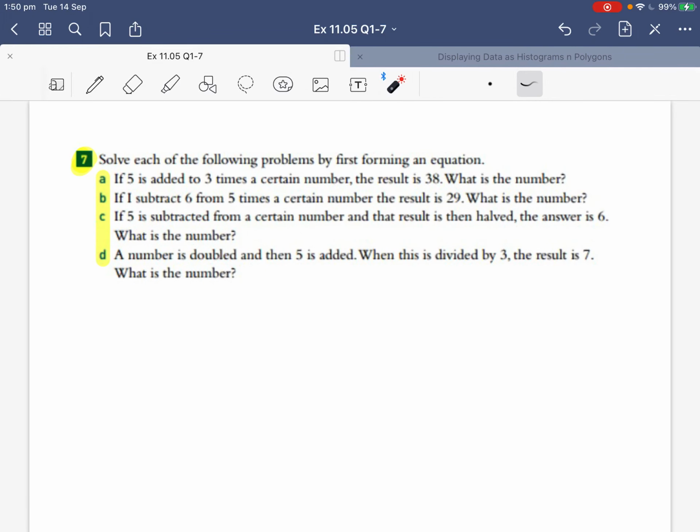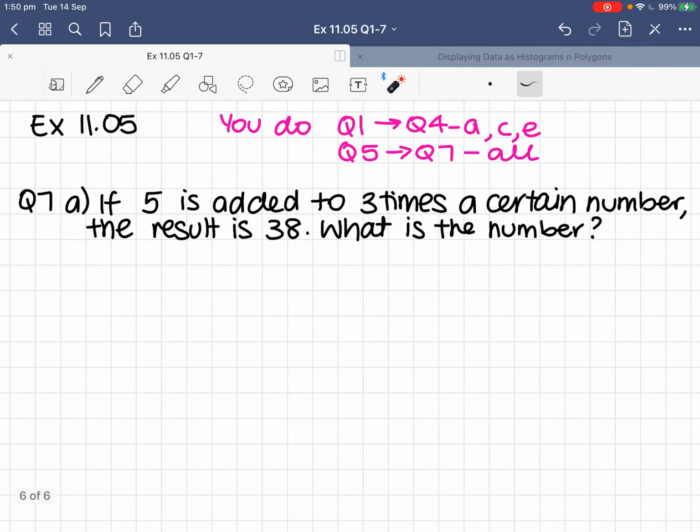And finally, question 7 says solve each of the following problems by first forming an equation. So I'm going to do 7a for you, and then you can do b, c, and d by yourselves. So question 7a says if 5 is added to 3 times a certain number, the result is 38. What is the number? As you can see, all of these questions are very similar. The first 4 questions were setting you up with doing your different operations, and then questions 5, 6, and 7 are combining to have a 2-step equation involved.